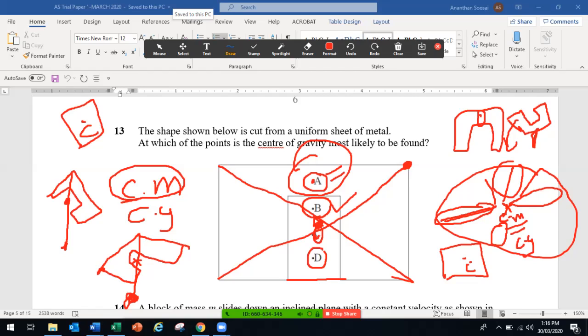C is when it's a perfect rectangle. It cannot go to A because it never balances at A. You can't balance it at A. That means the center of gravity is not there. Okay, so the center of gravity is between A and C. That's the explanation I can give you for this case.